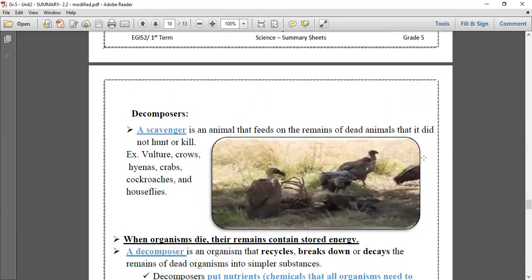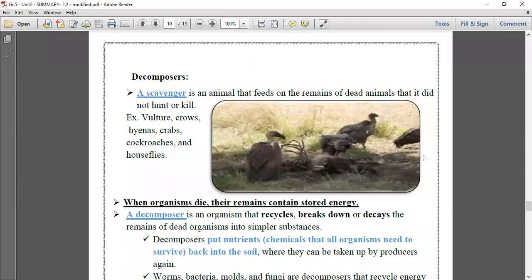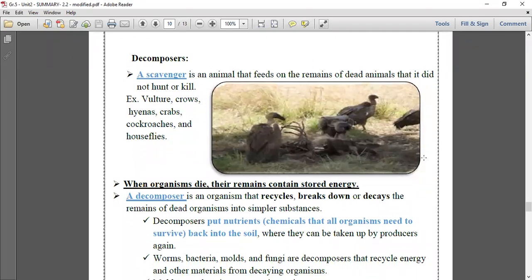Then we have the rest of consumers, other types of consumers. We studied 3 types till now. We studied herbivores that eat only plants like cows. We studied carnivores that eat only other animals like lions. We studied omnivores that eat both plants and animals like humans and grizzly bears, for example.